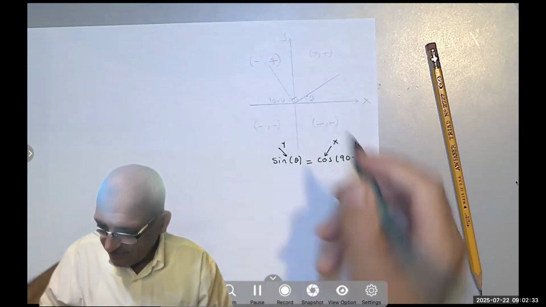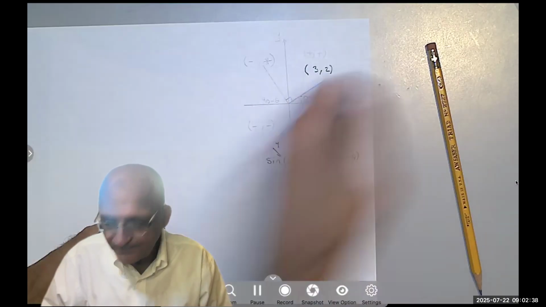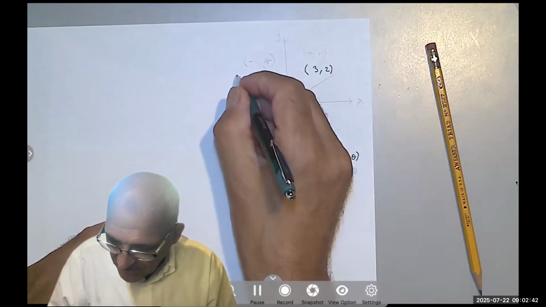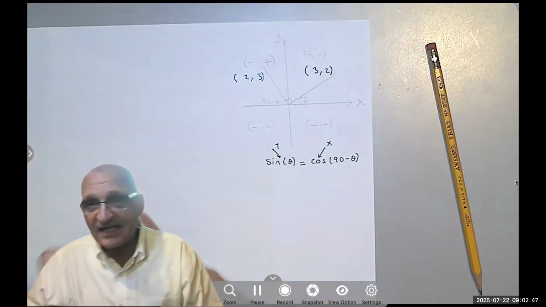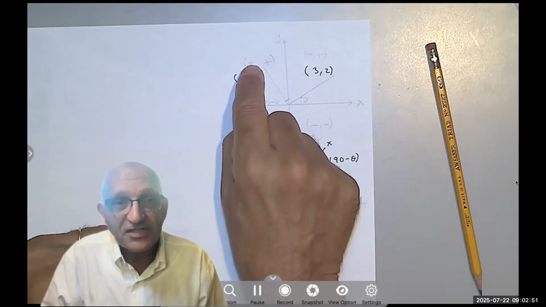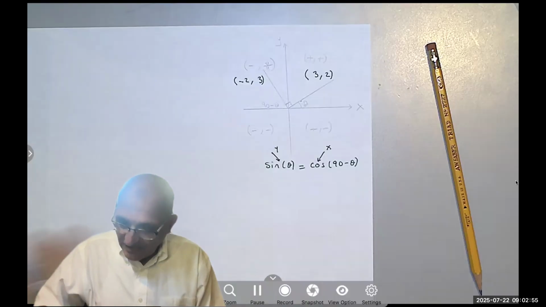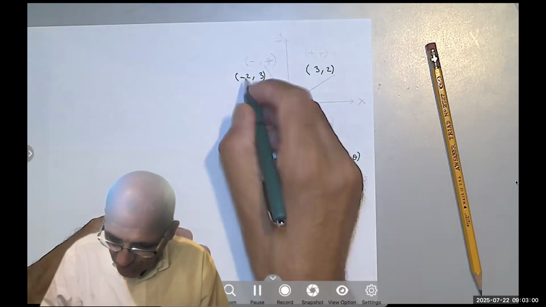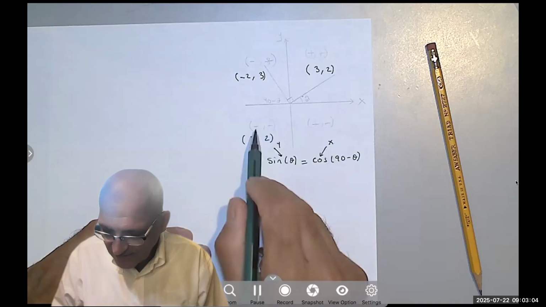So for example, if I have a point here, let's say 3 and 2, and I rotate it 90 degrees, it becomes 2 and 3. Is it? Not exactly. Why? Because we said in the second quadrant, the first coordinate is negative. So it becomes negative 2 and 3. If I rotate it another 90 degrees, the 2 and the 3 reverse and become 3 and 2. But guess what? Negative and negative.